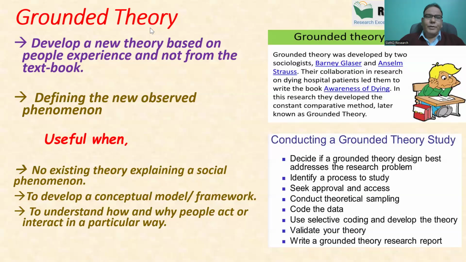Now, with this grounded theory, one thing is clear, that we are going to develop a new theory. And this is useful when there is no existing theory explaining a social phenomenon. You don't have an existing theory which can solve the existing problem, and you are going to develop a new model to solve the problem. Basically, you try to understand why people act or interact in a particular manner. So this approach is known as the grounded theory approach.